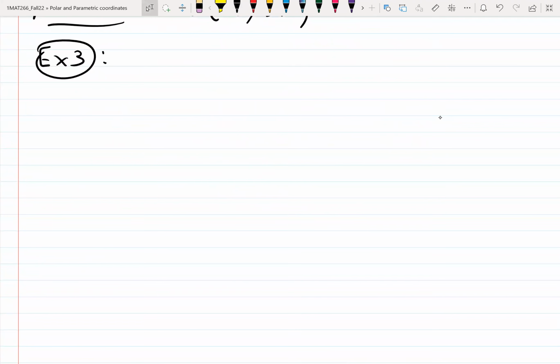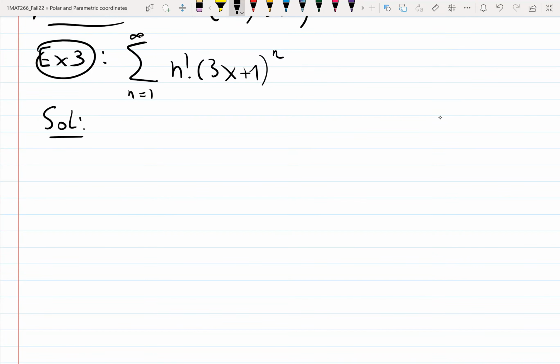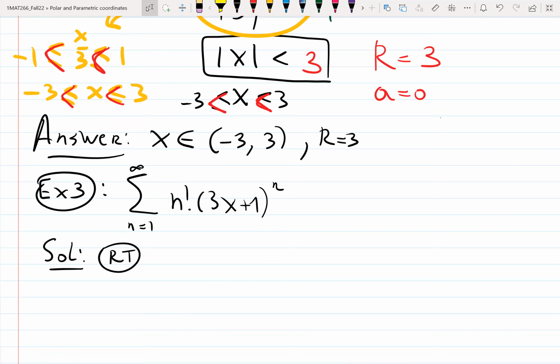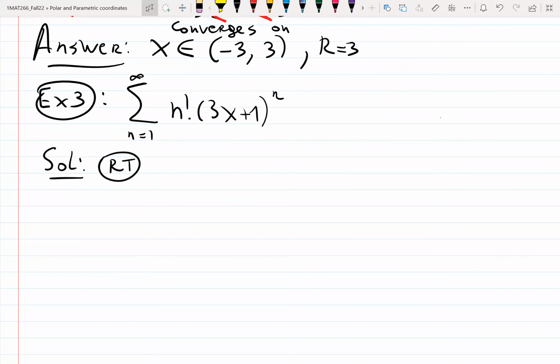Example 3. How about this kind of situation? When you have n factorial times 3x plus 1 to the n, n from 1 to infinity. Same thing, ratio test. It's probably going to be the last one, but we're going to do the ratio test. Maybe I should say the answer: x from -3 to 3, so it converges on that interval. In case it is a multiple choice question, you will see that it converges on blah, blah, blah. That is the correct choice.